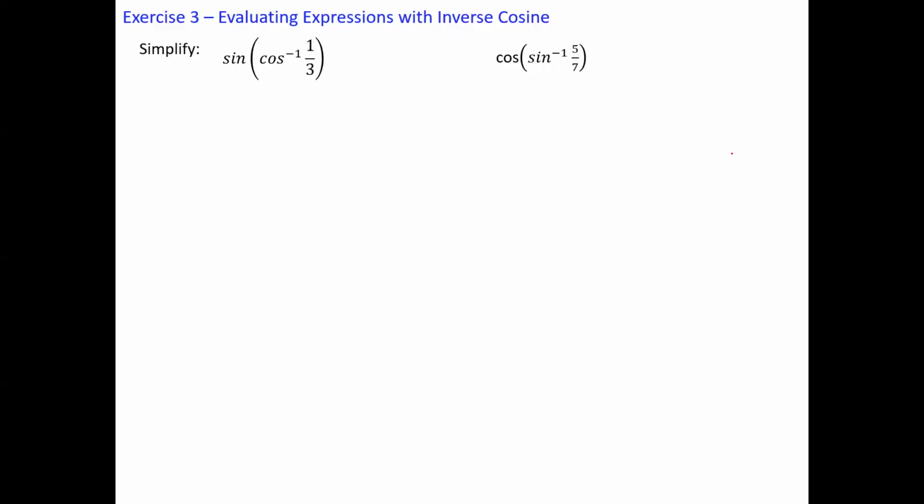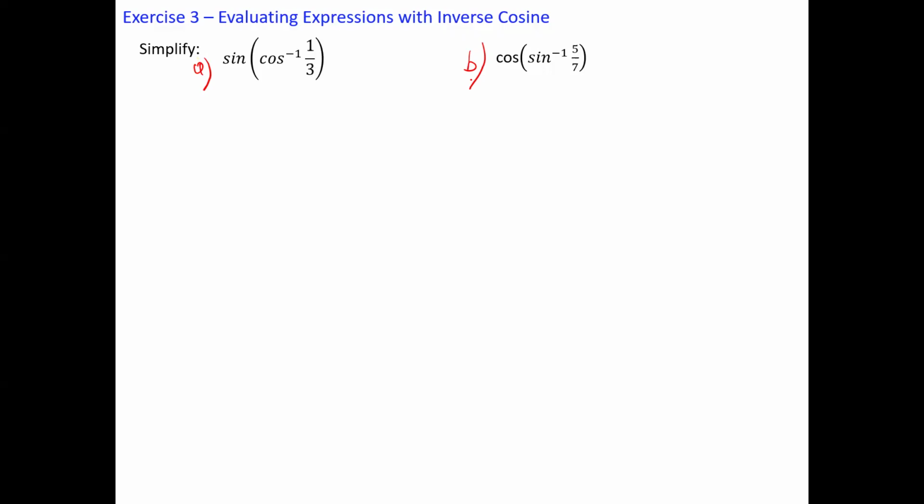Okay, and now we have something like this. Try to simplify sine of inverse cosine of 1/3. Let's call it part A. Let's call it part B. Okay, that's assuming, yes, that we're keeping everything in the domain.